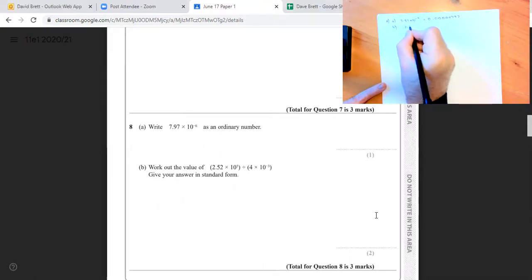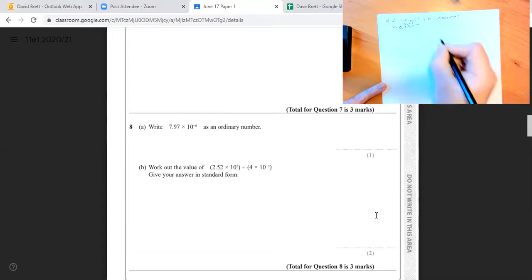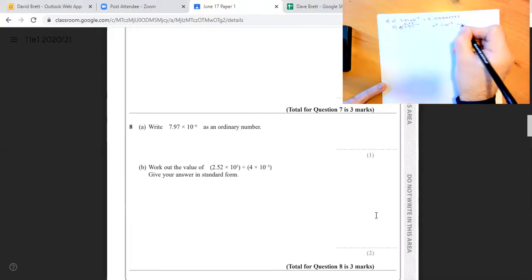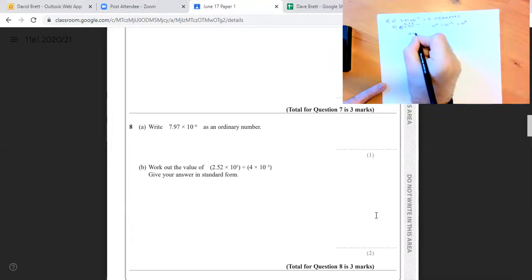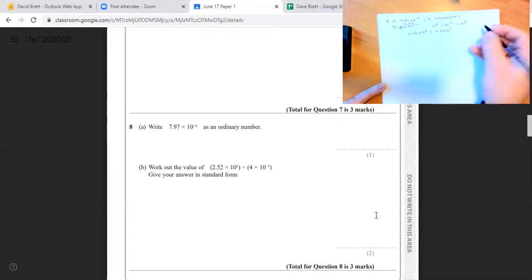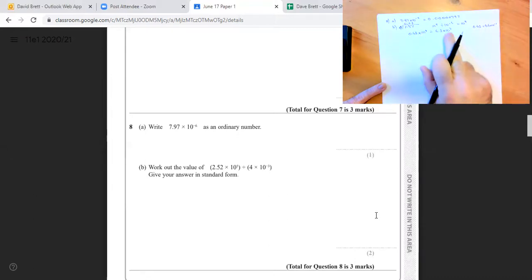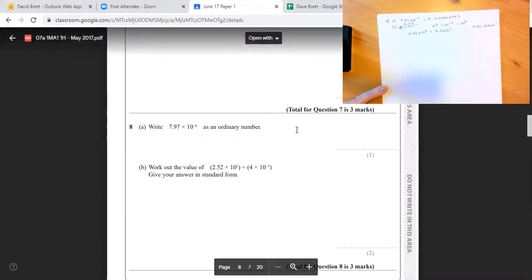B, 2.52 divided by 4 is 0.63. And 10 to the power of 5 divided by 10 to the minus 3, so 5 minus 3 is 10 to the power of 8. So I get 0.63 times 10 to the power of 8, which is 6.3 times 10 to the power of 7. And that is because 0.63 is 6.3 times 10 to the minus 1. Minus 1 plus 8 is 7. Okay, I hope that makes sense.